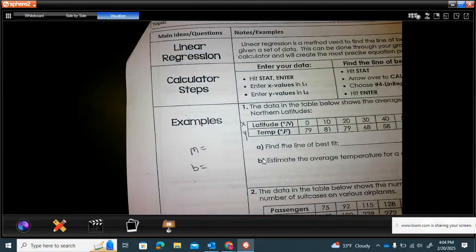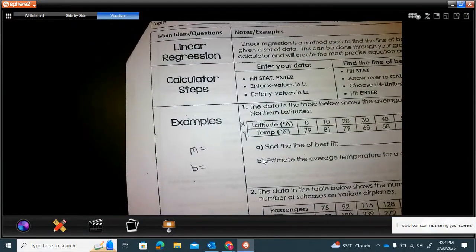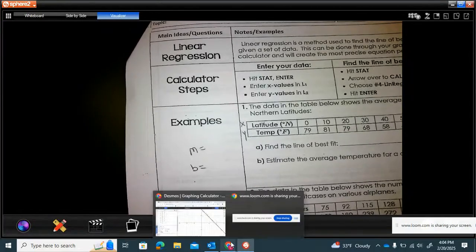And this is why you have to know how to round, because on Delta Math, most likely it's going to say round your coefficients to the nearest hundredth. So let's do that. Let's round to the nearest hundredth.